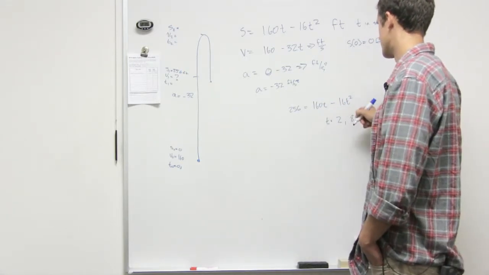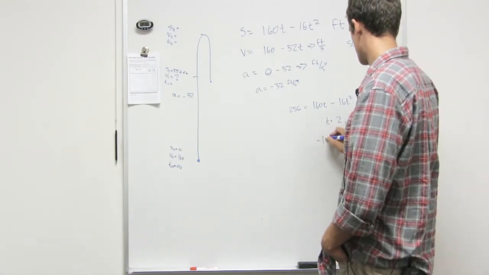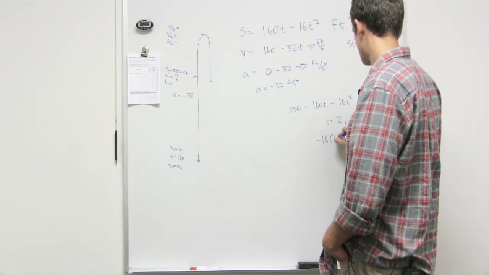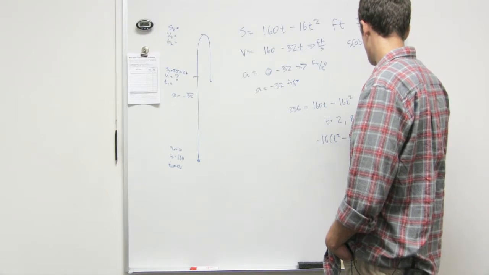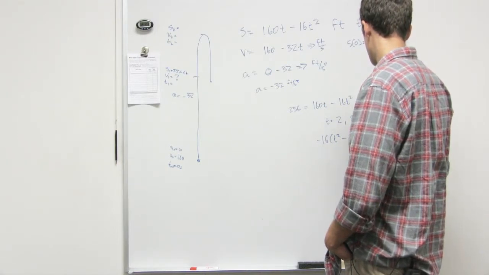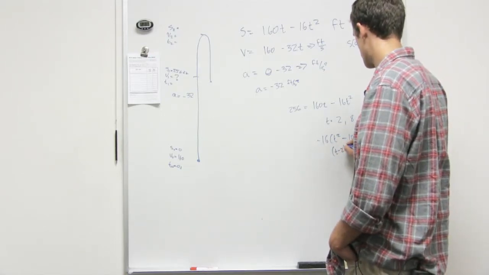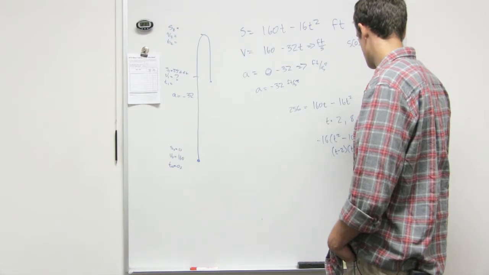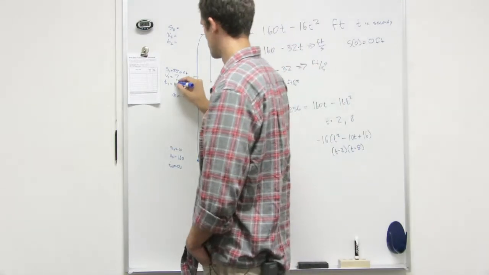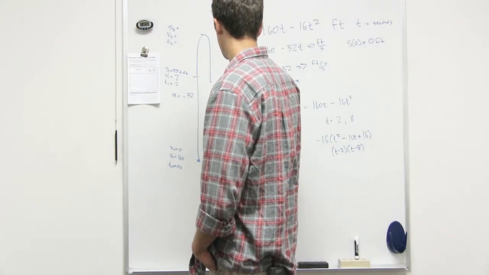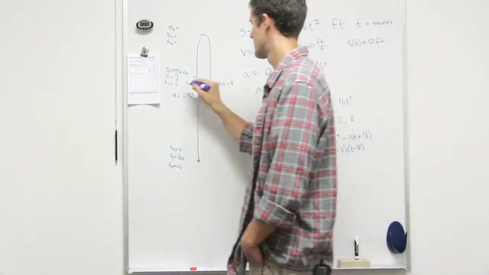Oh, it's because we had a negative 256. Dang. So when we factored this, it should have been negative 16 times t squared minus 10t plus 16. And then you would factor this out to t minus 2, t minus 8. So this means on the way up, t equals 2. On the way down, t equals 8 seconds. Does that make sense? Yeah.